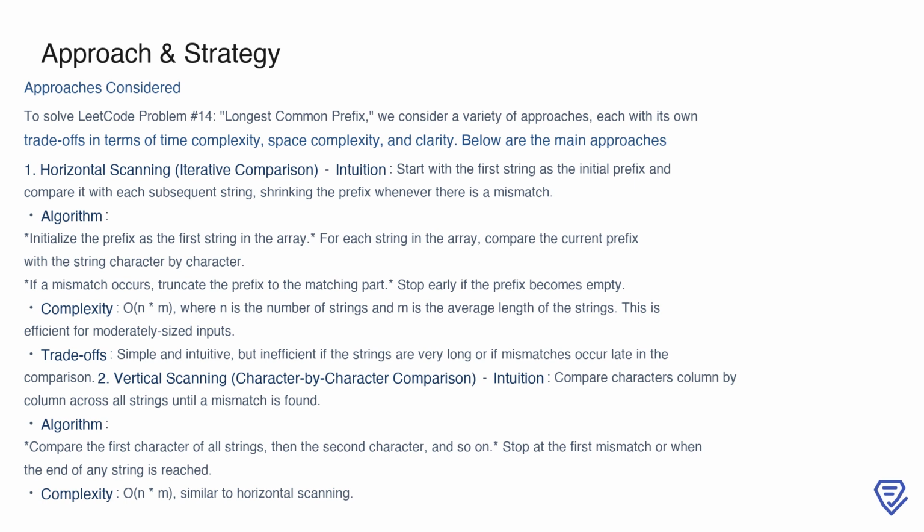Another option is vertical scanning, where instead of comparing whole strings, we examine characters column by column across all strings. This continues until we find a mismatch or reach the end of one of the strings. While this method has a similar time complexity to horizontal scanning, it avoids unnecessary slicing operations, which can make it slightly faster in certain scenarios.